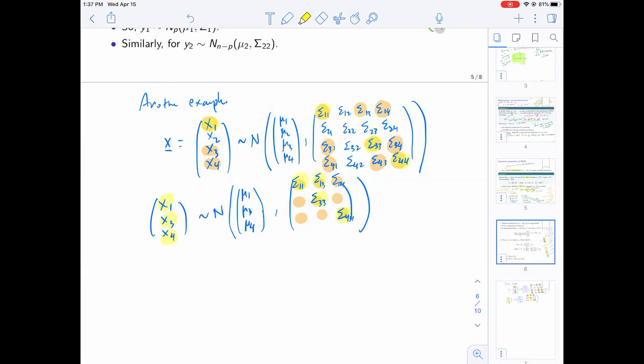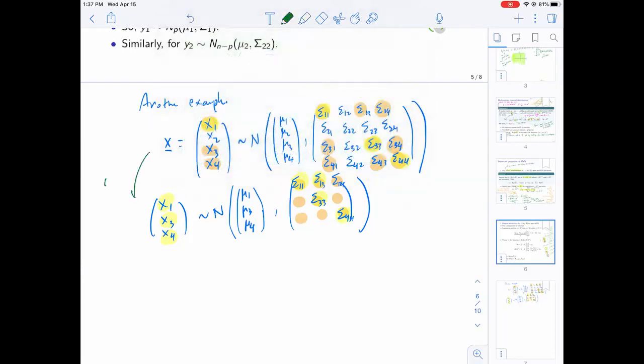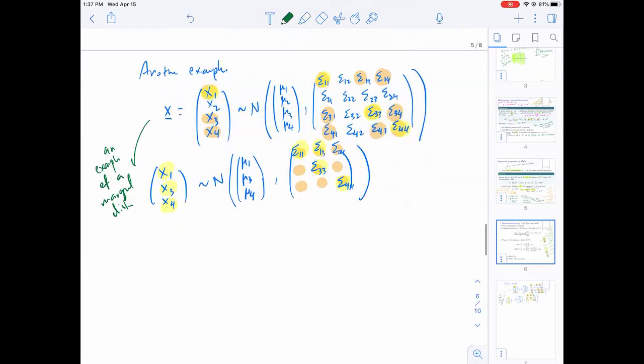So this is the result. The result says that if you pick a sub-vector, that's a marginal distribution. So this is an example of a marginal distribution. And similarly, you can do, for example, x1 and x4, and so on. All of these would have a multivariate normal distribution with certain means and covariance matrices.